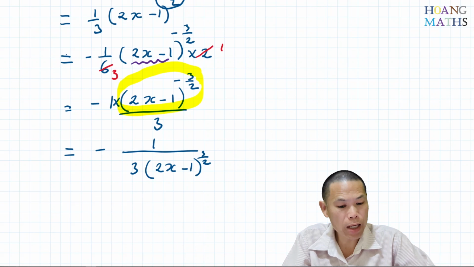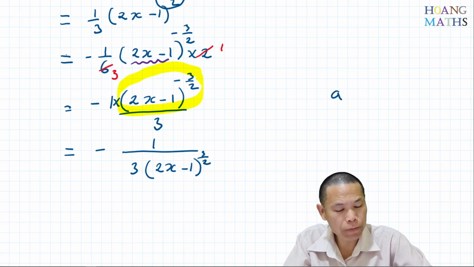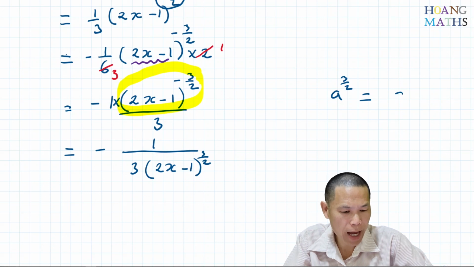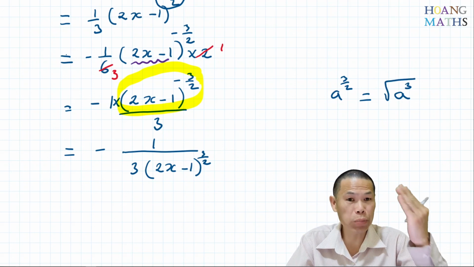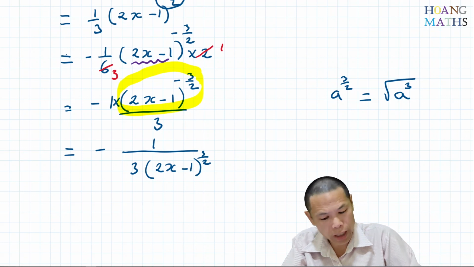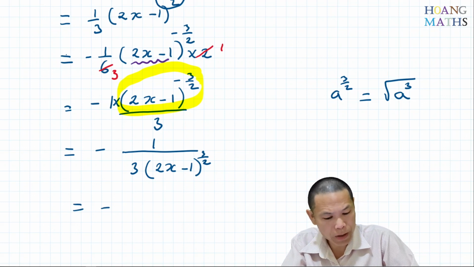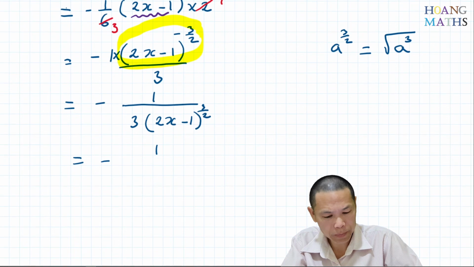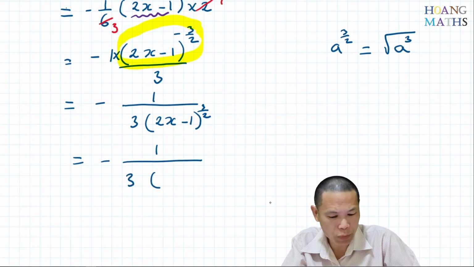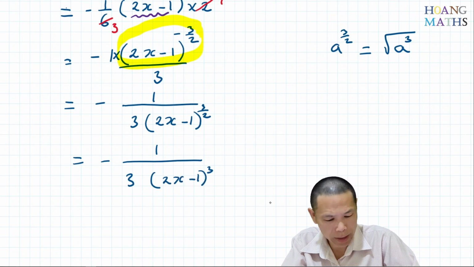Now remember, a to the power of 3 over 2 is exactly the same as the half becoming a square root, and the 3 becomes the power. There you go, that's what that meant. Please keep that in mind. So that will give me negative 1 over 3, bracket 2x minus 1 to the power of 3, and this is square root.